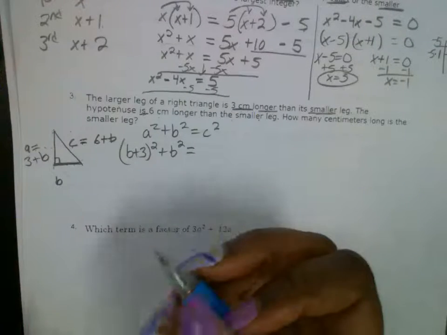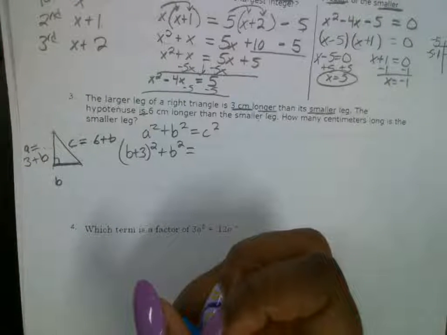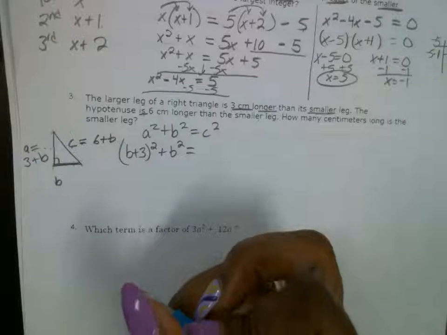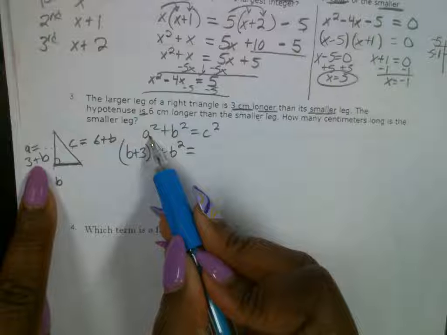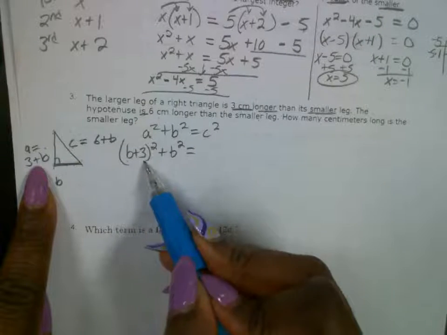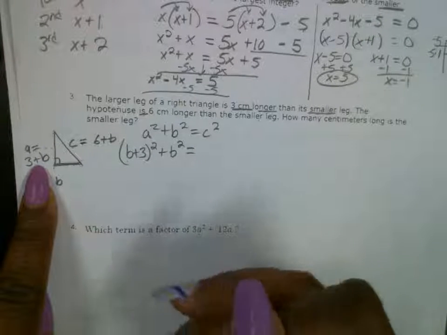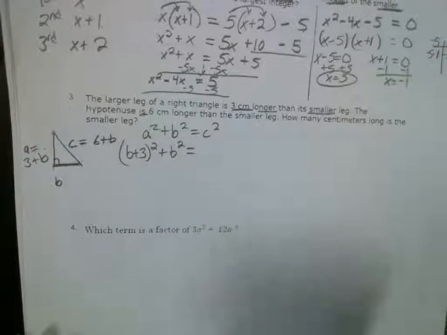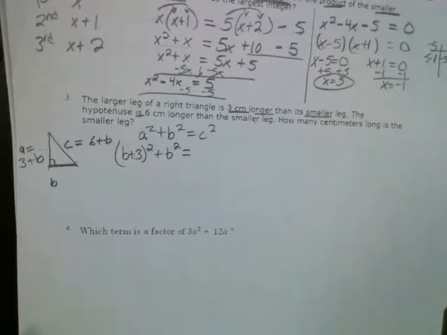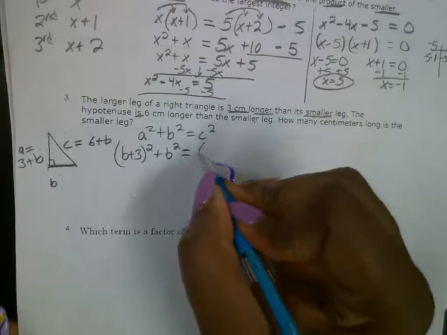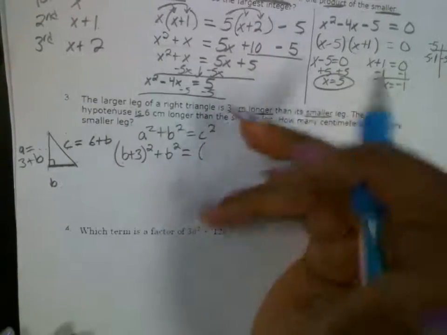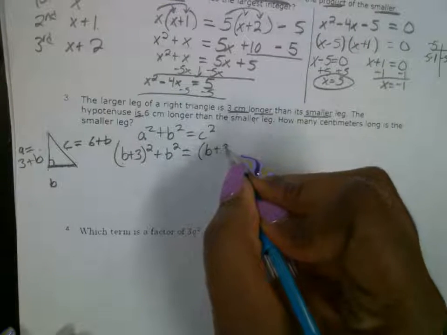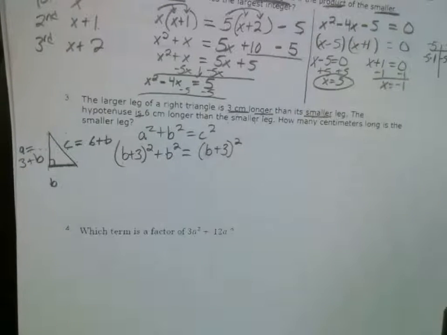Yeah, I didn't understand how you got the B plus 3 to the second power. Because it's part of the formula. A is B plus 3. So I just replace A with B plus 3. Do you understand that now? Now, what do I replace with C? 6 plus B. Or it's easier to look at it like that, B plus 6. Any questions so far?